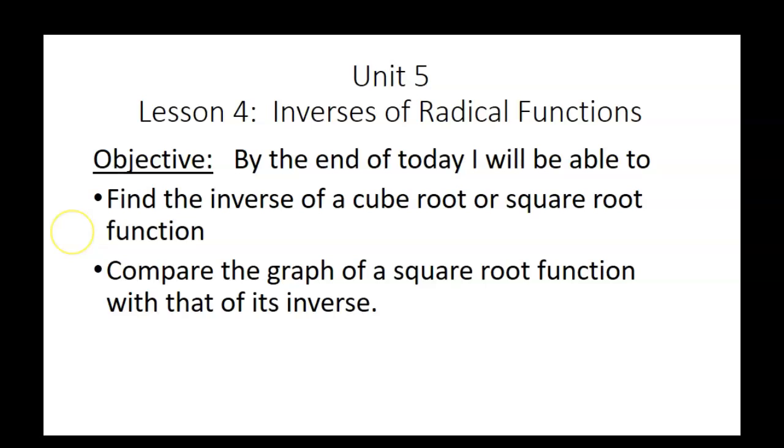So this is our last lesson for Unit 5. Tomorrow is going to be a review day. Thursday will be our test. I'm not going to do a review test or an FRQ for this chapter. So we're just going to have a test on Thursday, and then on Friday we're going to move on to Unit 6, okay?